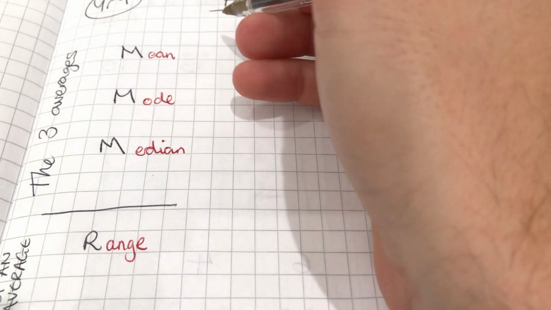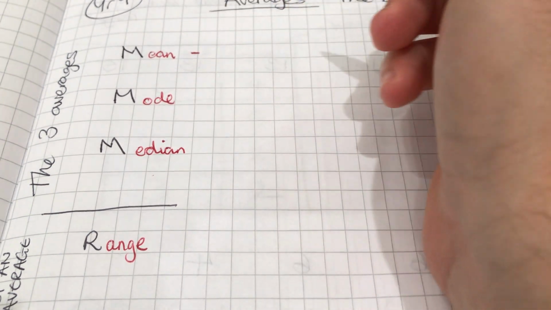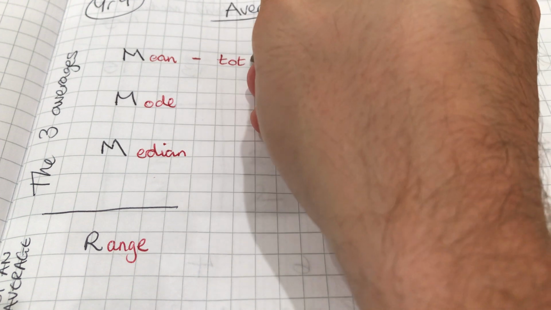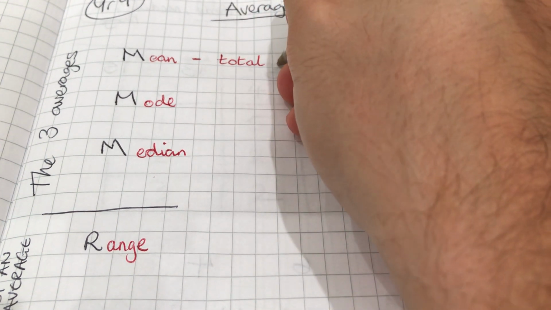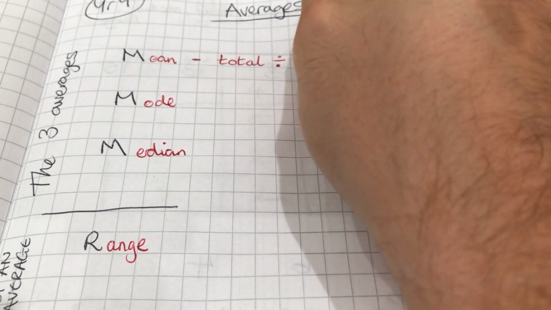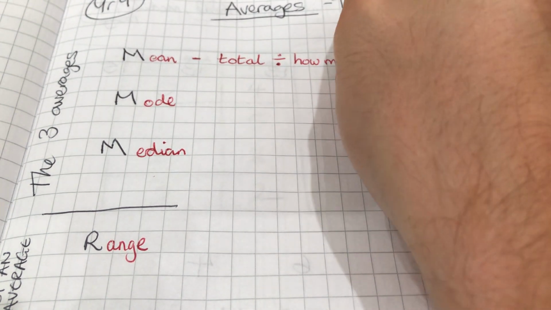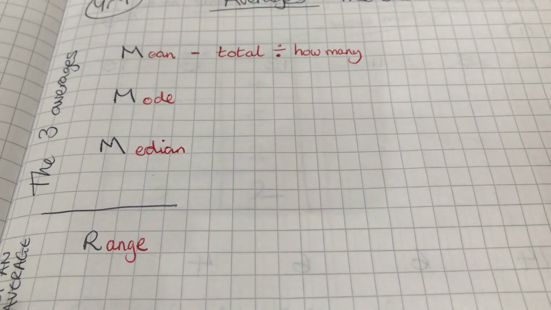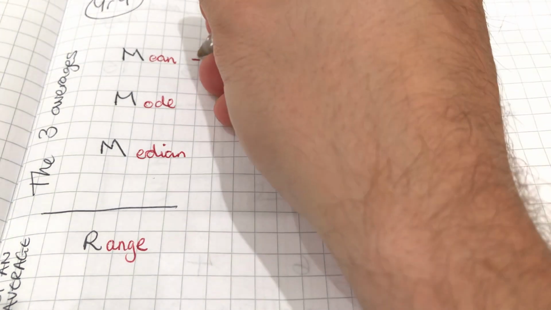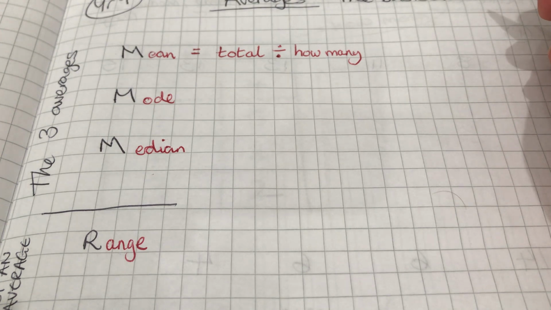Okay, so mean. This is the one where you add them all up, so you've got a total, and then you divide by how many there are. Frequency is a fancy way of saying that, but I'm just going to write how many. Okay, so mean is the total divided by how many.